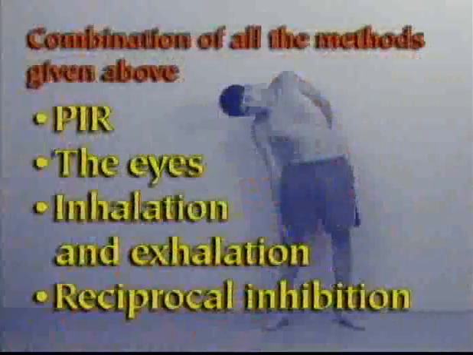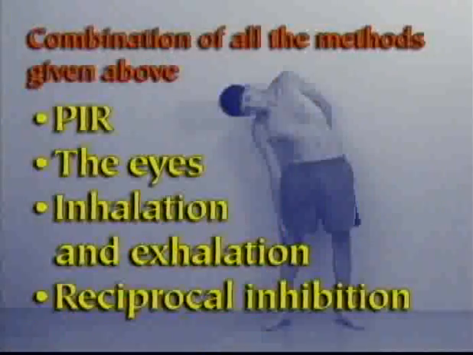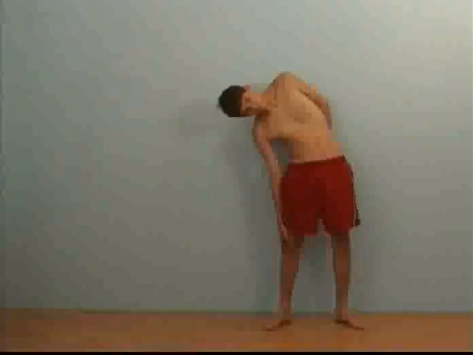At this point, the combination of all these methods can be demonstrated when relaxing the quadratus lumborum. Bend to your side and relax completely. In this way, the slack is taken up. Now look up and take a deep breath slowly. If the patient is well relaxed, deep inhalation alone will make him straighten up.